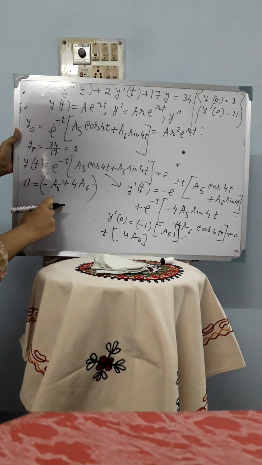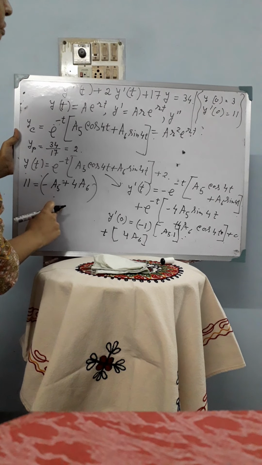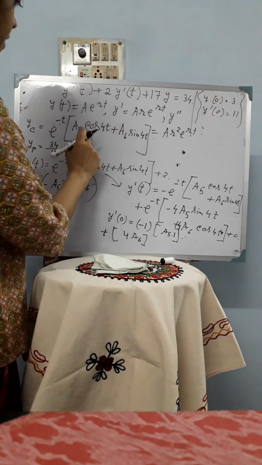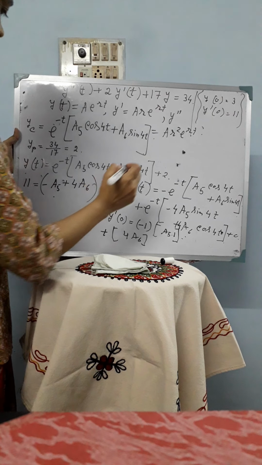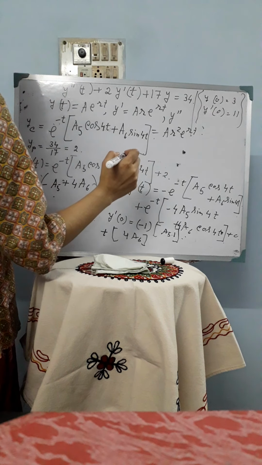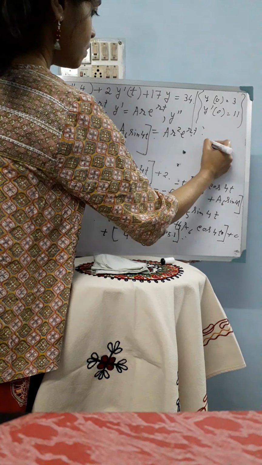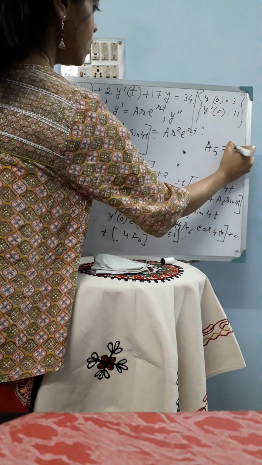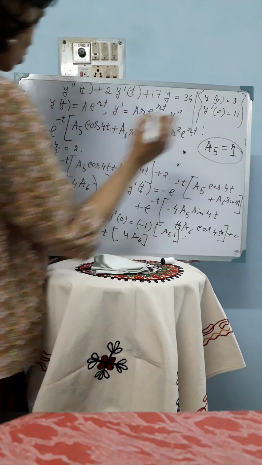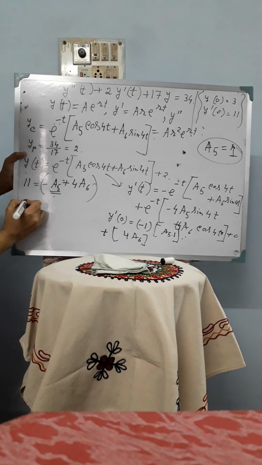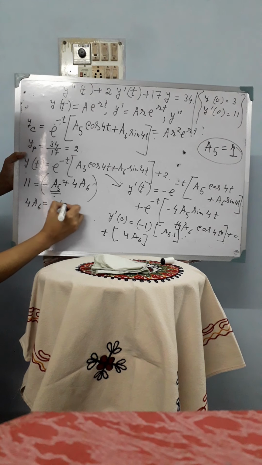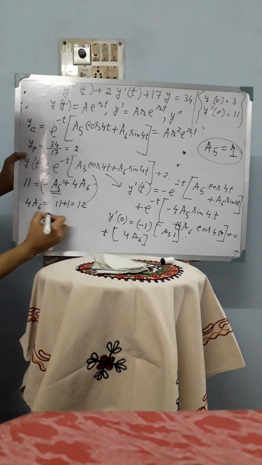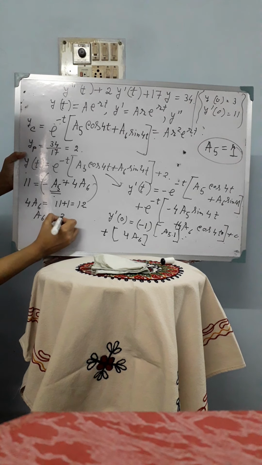Now we have already got the value of a5, and that value is 1. a5 is equal to 1, so we can put 1 here. Then 4a6 is equal to 11 plus a5. So 11 plus 1 is equal to 12. So a6 is equal to 3.